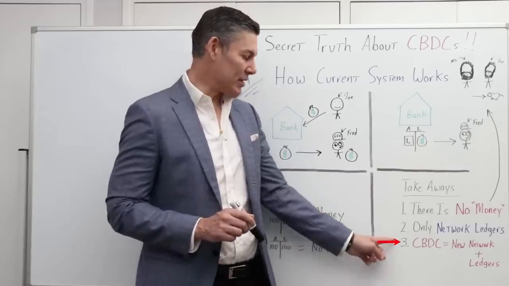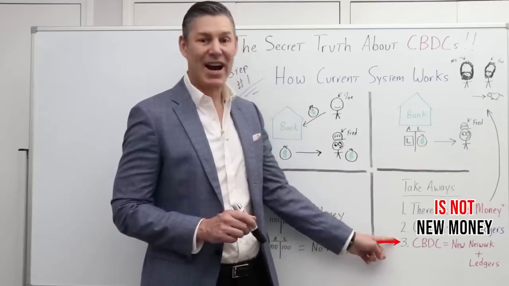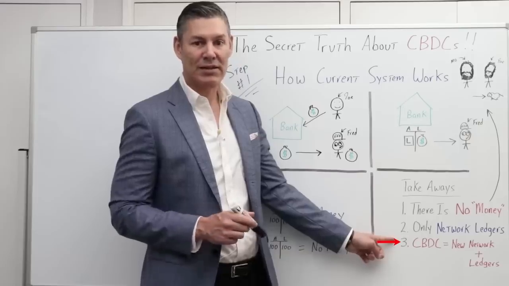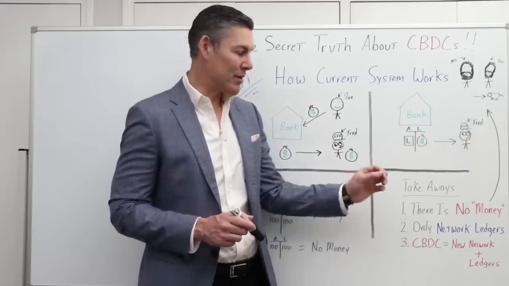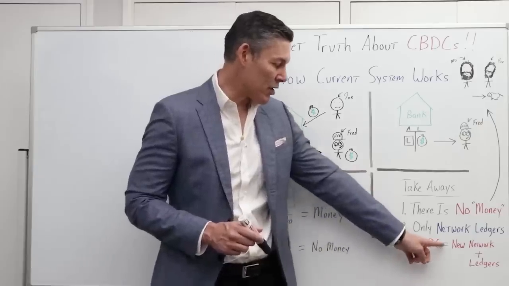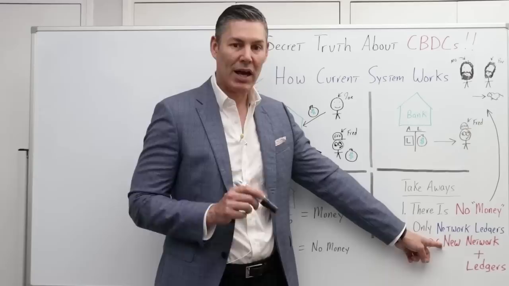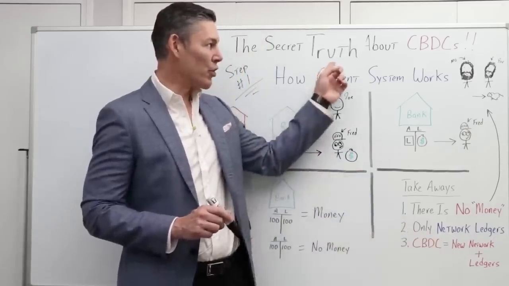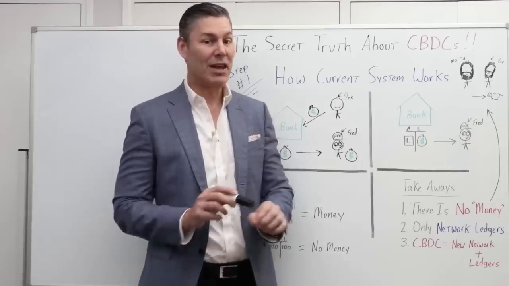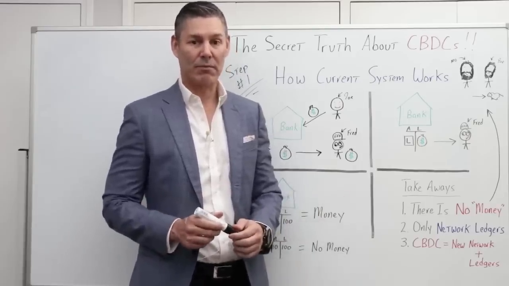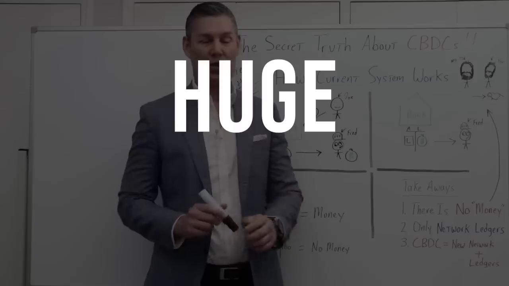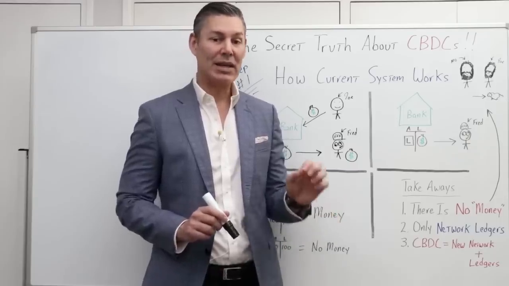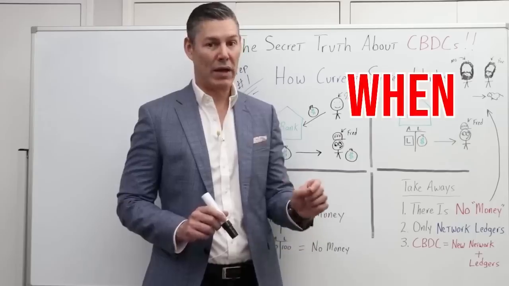So my point is a central bank digital currency is not new money. How can you have new money when money doesn't exist to begin with? What it is, is a modified version of our current network and ledger system. And this is the truth about central bank digital currencies that nobody is talking about. This makes a huge difference as to how they will impact your life. Not if they come, but when they come.